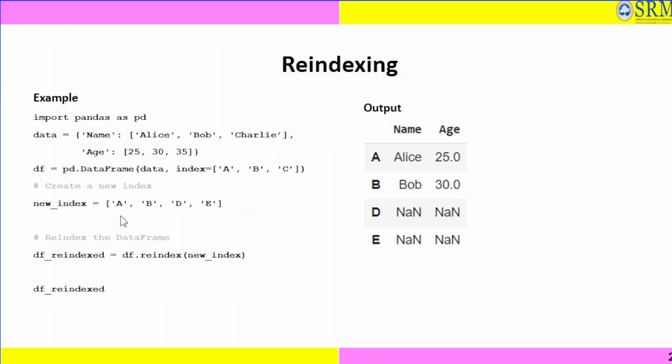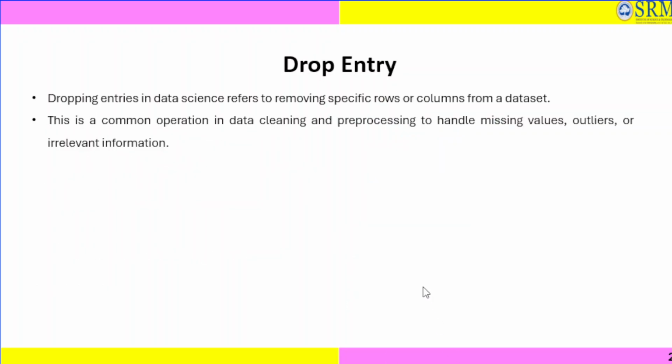So what happens is the new index A, B, D will be created and checks for the data, but A, B alone is found in the data and D is not there. So it is going to insert those values with NaN. So next is drop entry.